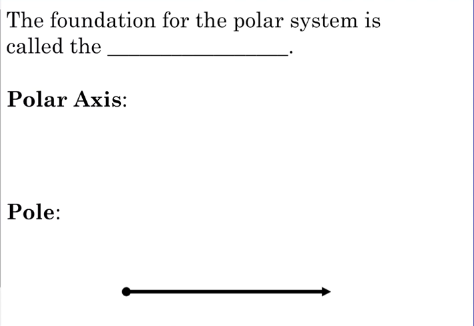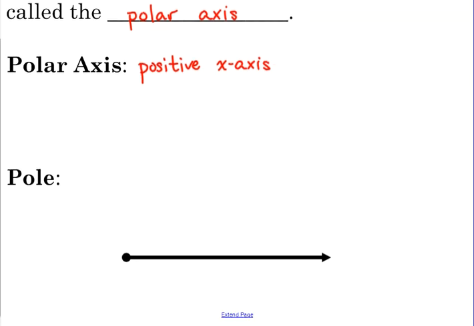So the foundation for the polar system is called the polar axis. And in general, just like it has been with trig, just like it has been with vectors, the polar axis is the positive x-axis. It's essentially where we're going to start. So what we've got is the origin, or the pole is like the origin, okay? The polar axis is like the positive x-axis. The pole is like the origin.